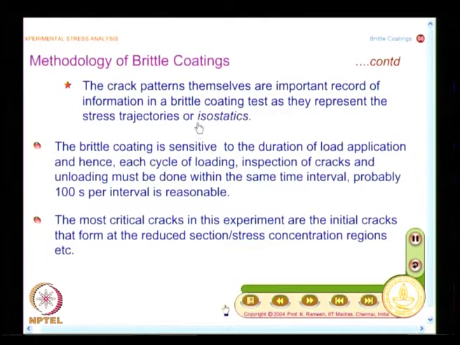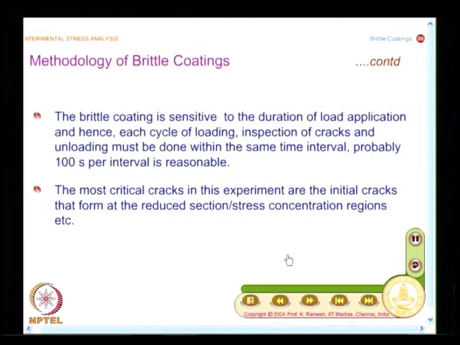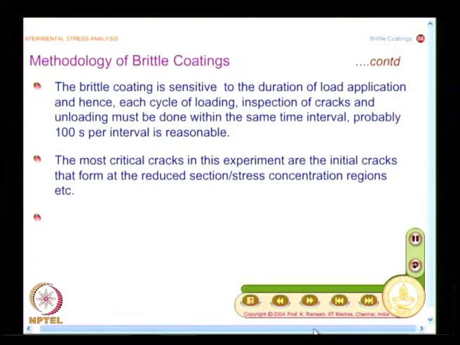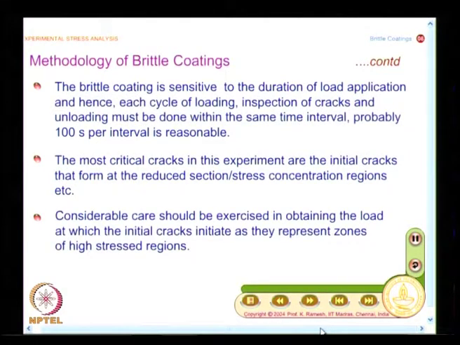So, I essentially get isostatics and then I get isoentatics for every increment of the load. That is what I again emphasize: you need to exercise considerable care in obtaining the load at which the initial cracks initiate, as they represent zones of high stress regions.